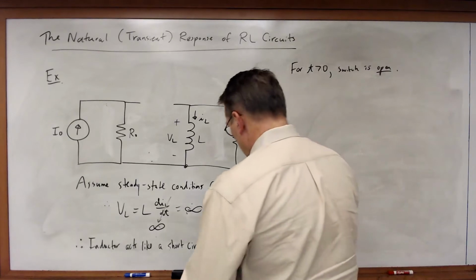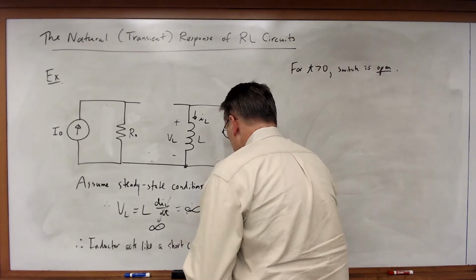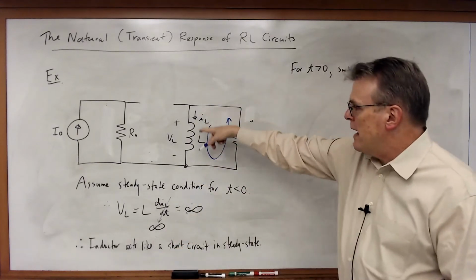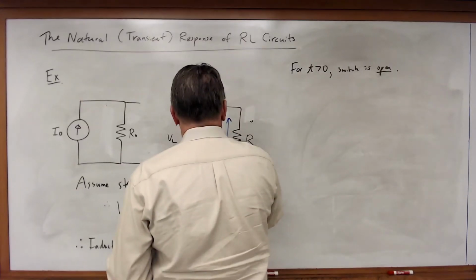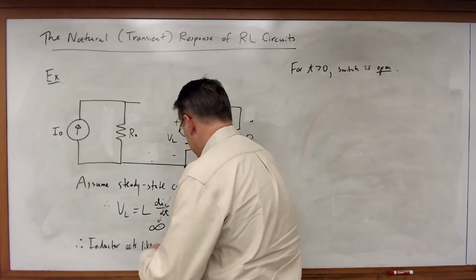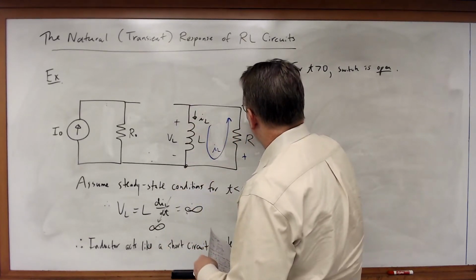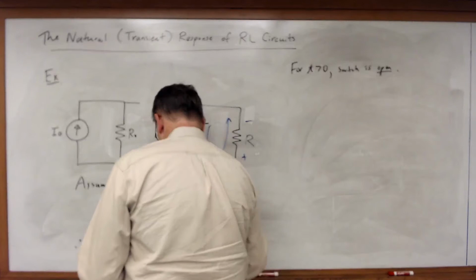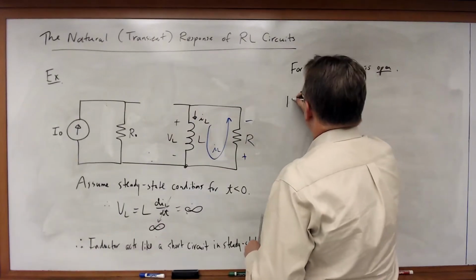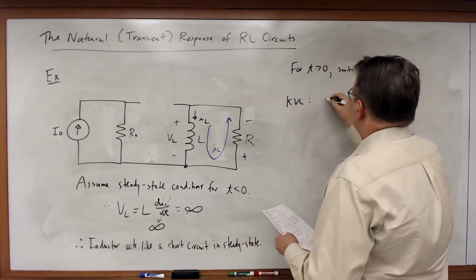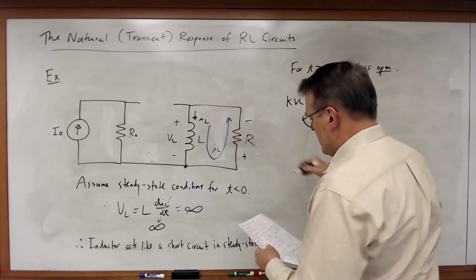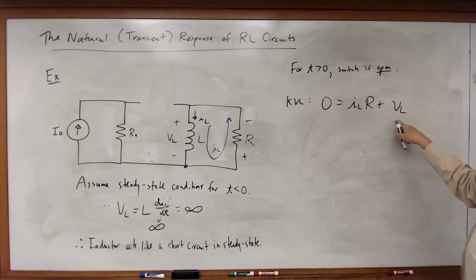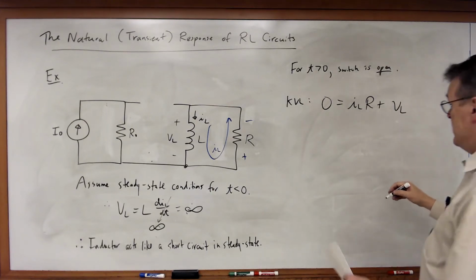Here, I can note that I have a single loop circuit, and that IL keeps flowing around that loop. In that case, I've got this voltage drop across the resistor, and I can write a KVL equation. And so by KVL, 0 is equal to, these are both drops, IL times R plus VL. And VL is equal to L dIL/dt.